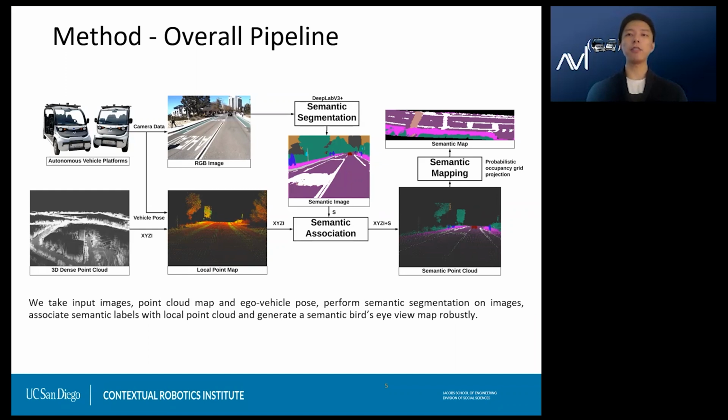Our autonomous vehicle first collects the camera image and the vehicle pose while it is driving along the campus. It uses a deep learning neural network to do semantic segmentation on the RGB image and then extracts a small region of the point cloud centered around the vehicle. We associate this local point cloud with the semantic labels in the image, which gives us a semantic point cloud. Once we have it, we project those points into a bird's eye view semantic occupancy grid and use a probabilistic model to handle the uncertainty of the environment and make our map less sensitive to noise.